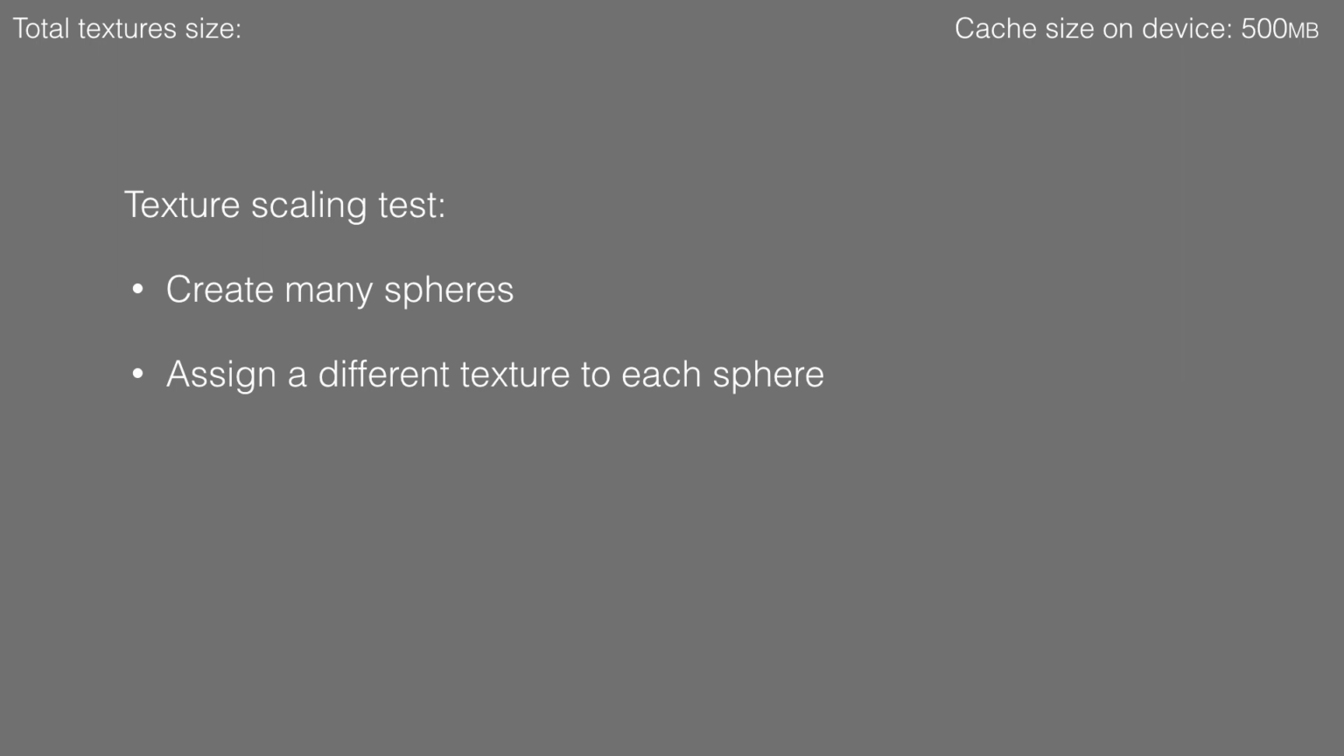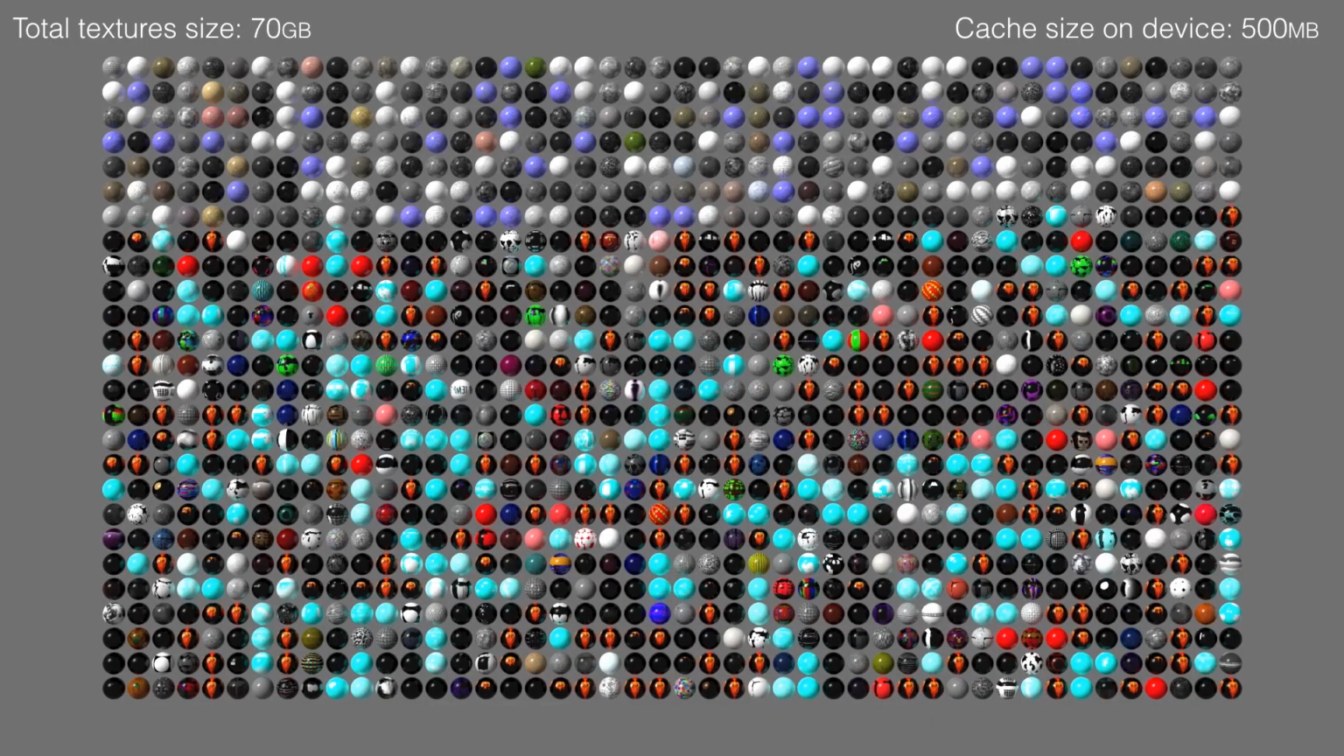Spheres, each one with a different texture, and how much of the data can we access efficiently using that 500 megabytes of cache on the device. And so this is the first test, and it is about 70 gigabytes of high-resolution texture data. Of course, we're not reading in 70 gigabytes. We're allowing the system to decide what to pull in.